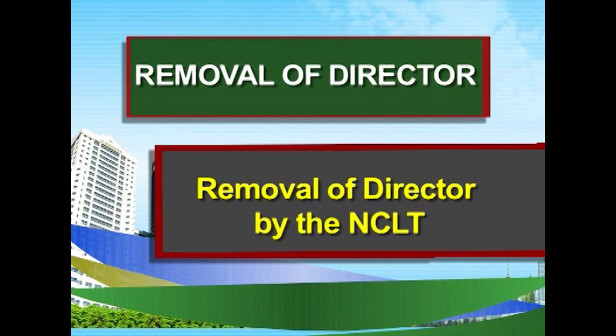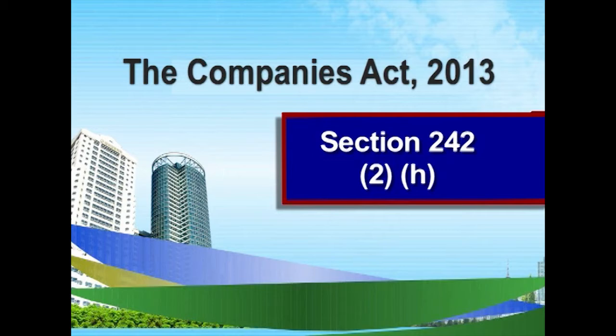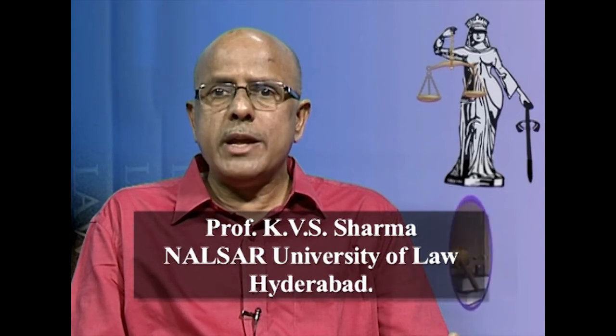Removal of director by the NCLT. According to section 242, subsection 2, clause (h) of the Act, when on application to the NCLT for prevention of oppression or mismanagement, it finds that a relief ought to be granted, it may terminate or set aside any agreement of the company with a director or managing director or other managerial personnel.